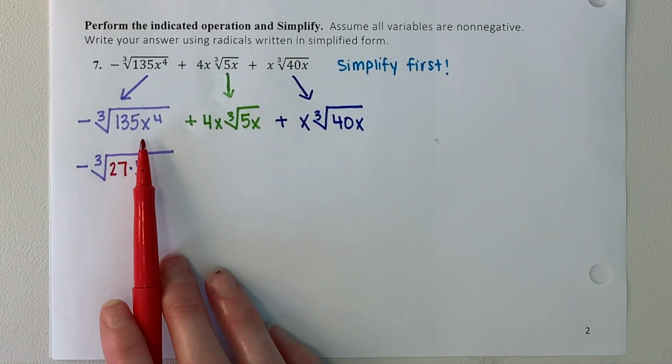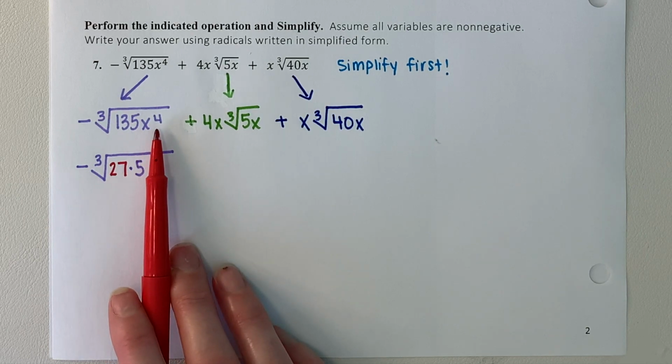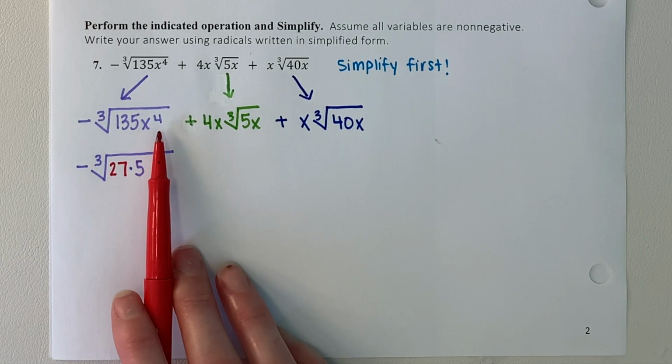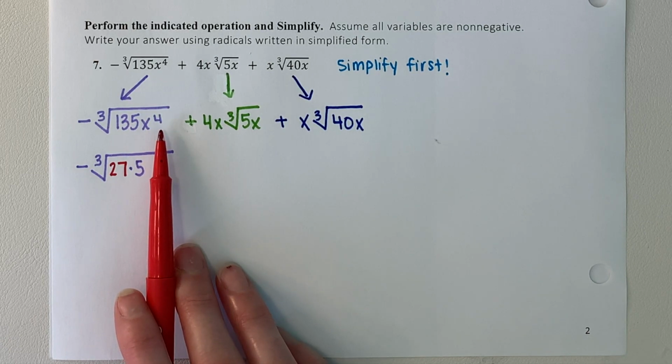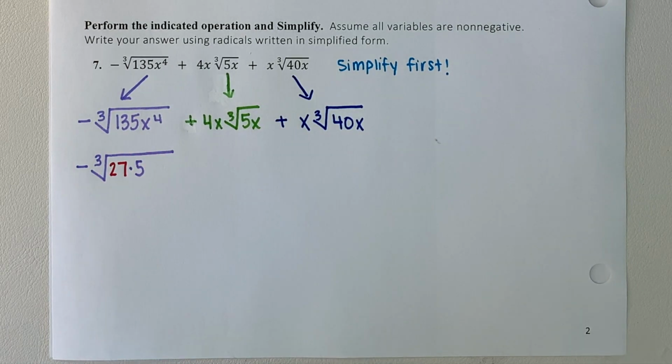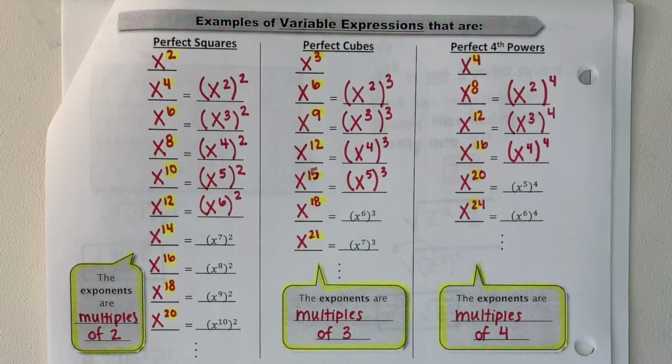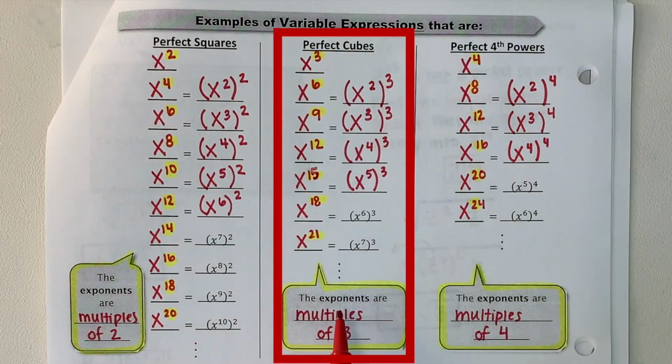Next, we need to ask ourselves, is x to the fourth a perfect cube? It is not, and we know that because a variable will be a perfect cube if its exponent is a multiple of 3. 4 is not a multiple of 3, so that means that x to the fourth is not a perfect cube. If we look at our list on page 7 of our 6.3 worksheet, here we made a list of variables that are perfect cubes.